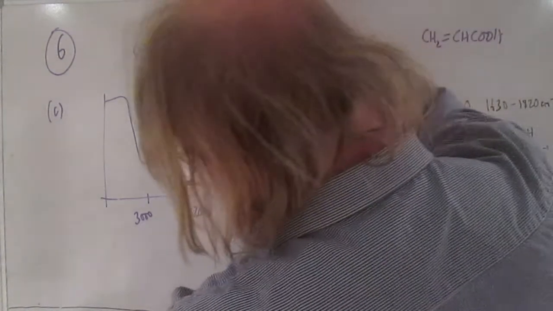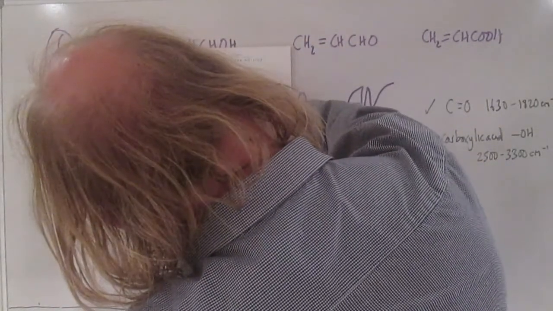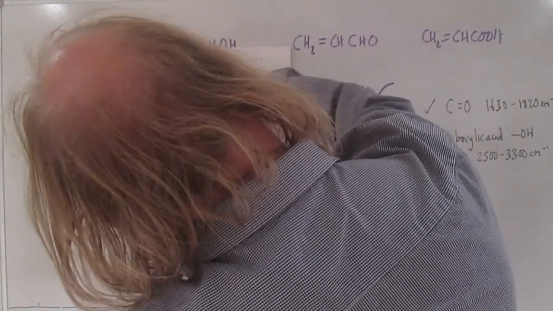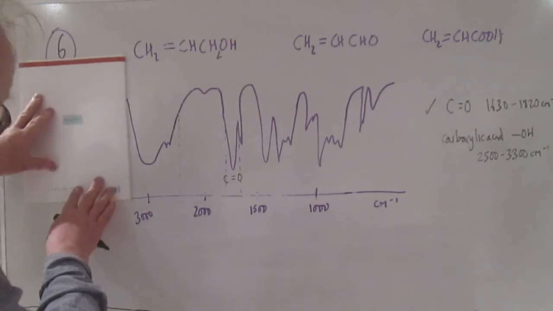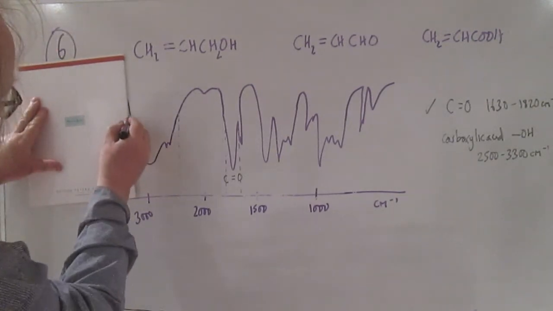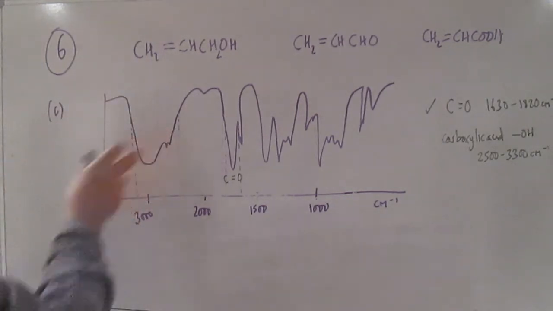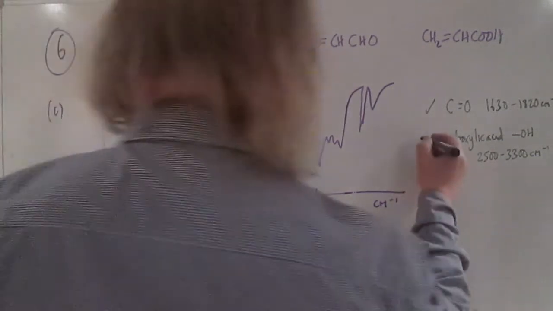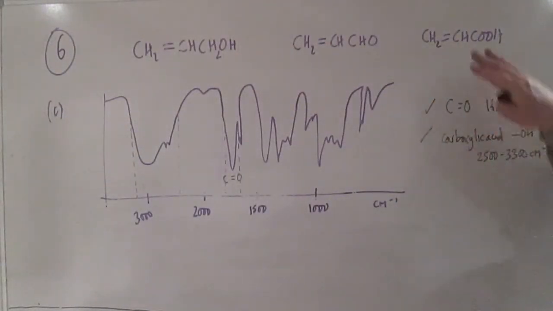So again, get your marker, say right here's 2,500, draw your line and check that that's going to bracket most of your peak. And then the same on this side, 3,300 is going to come somewhere here. So you draw your line down and you say, yeah, that fits for a carboxylic acid OH. So that tells you it's this one.